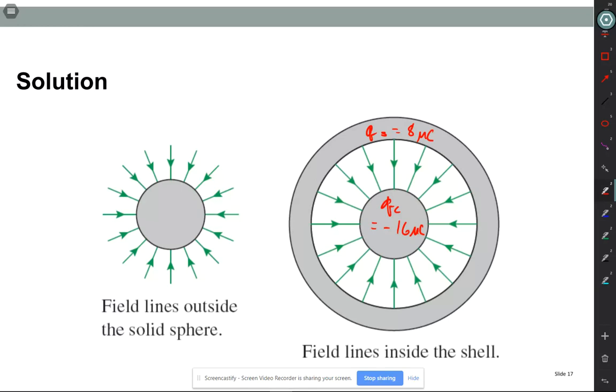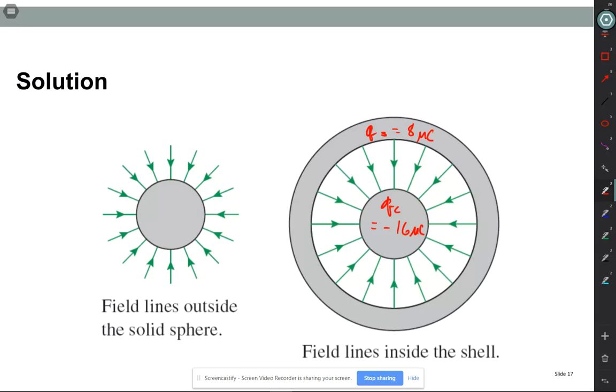So using Gauss's law, if I take a Gaussian surface that's inside the center sphere, what do you know about the electric field in a conductor? It's zero. So that means the total flux on any shape I make within the conductor is going to be zero, which according to Gauss's law tells me how much charge is enclosed by any shape I make inside the conductor. What's the charge enclosed by any shape I make inside the conductor?